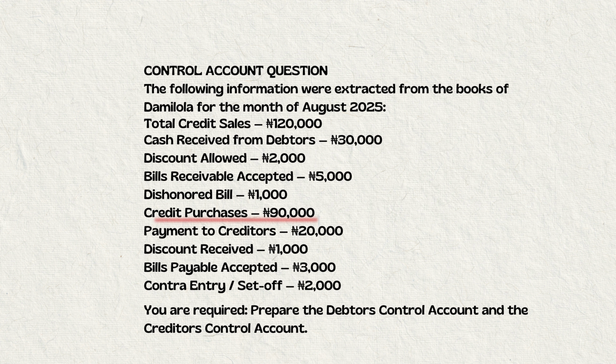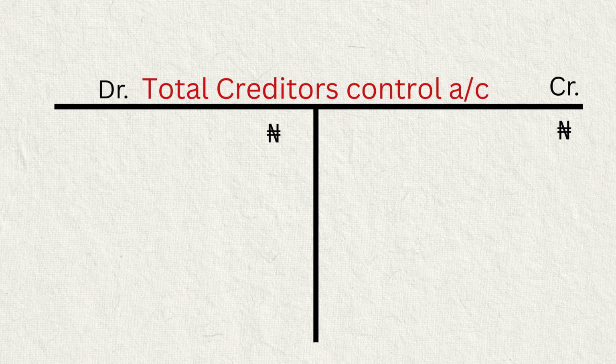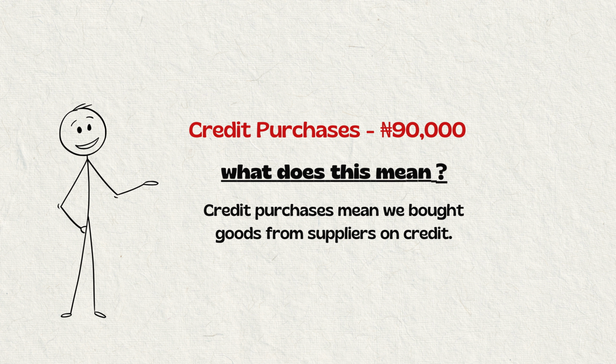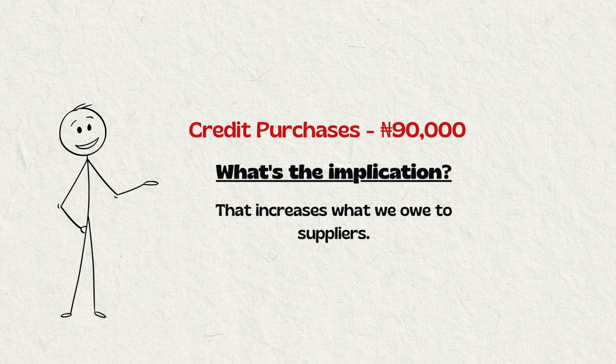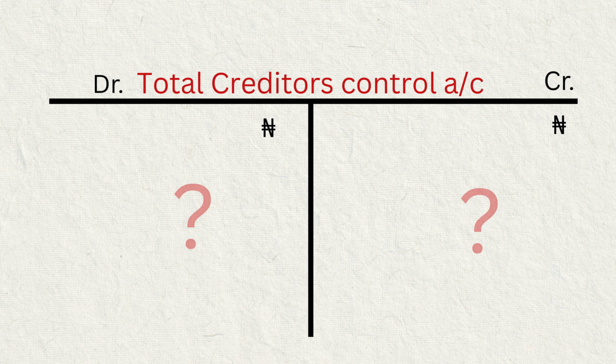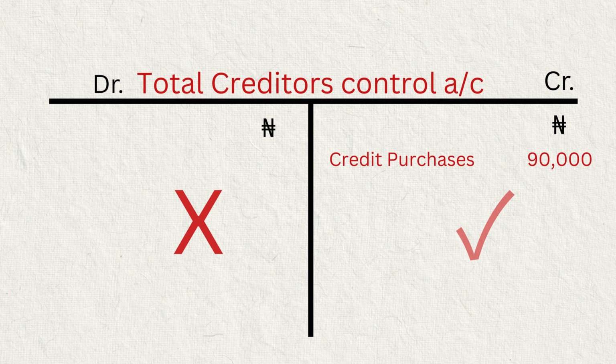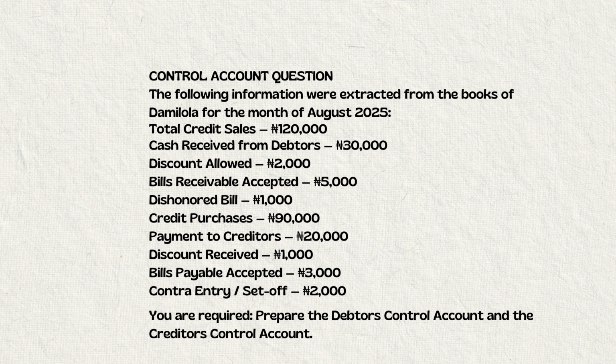Next transaction, credit purchases 90,000. Now we move to the creditor's control account. Credit purchases mean we bought goods from suppliers on credit. That increases what we owe to suppliers. So, which side increases a liability? Right, the credit side.